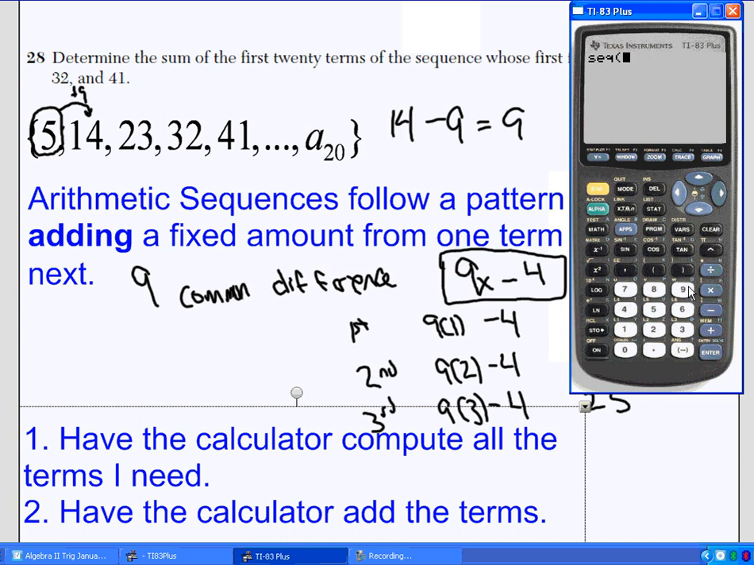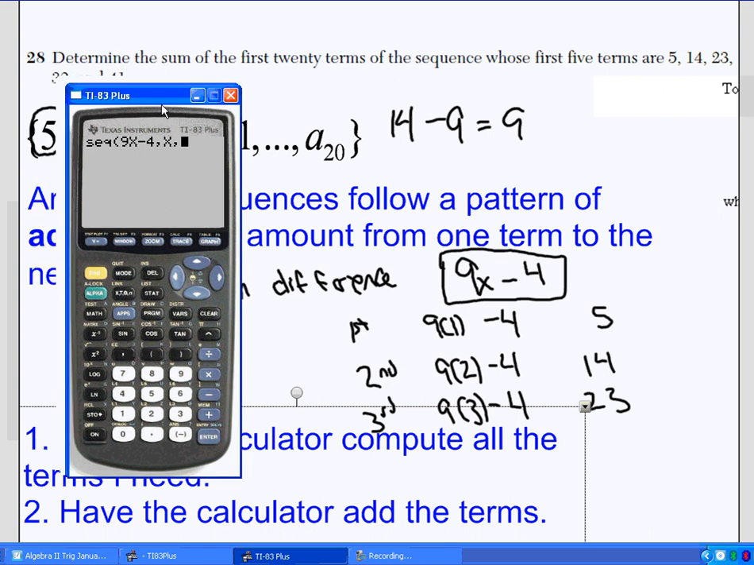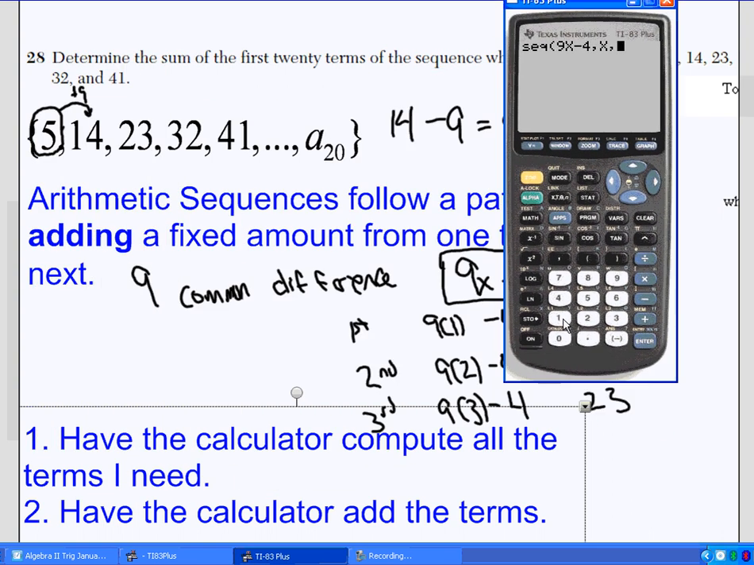So 9x minus 4 is what's going to get me my terms. So I write 9x minus 4. Comma. With respect to x, comma. And I want the first 20 terms. So I'm going to say from 1 to 20. And I'm going to hit enter. And right there, it lists for me the first 20 terms.